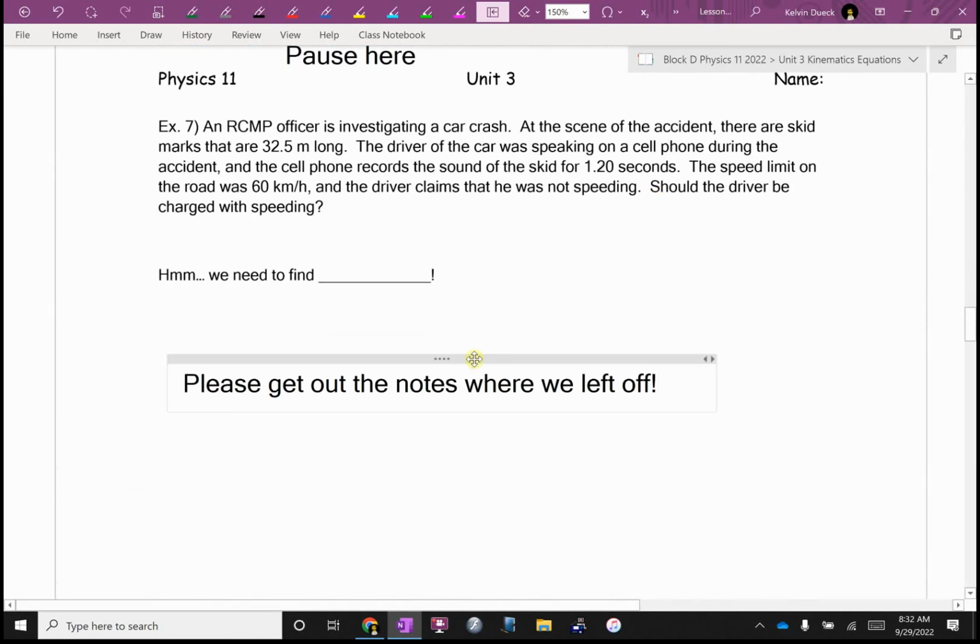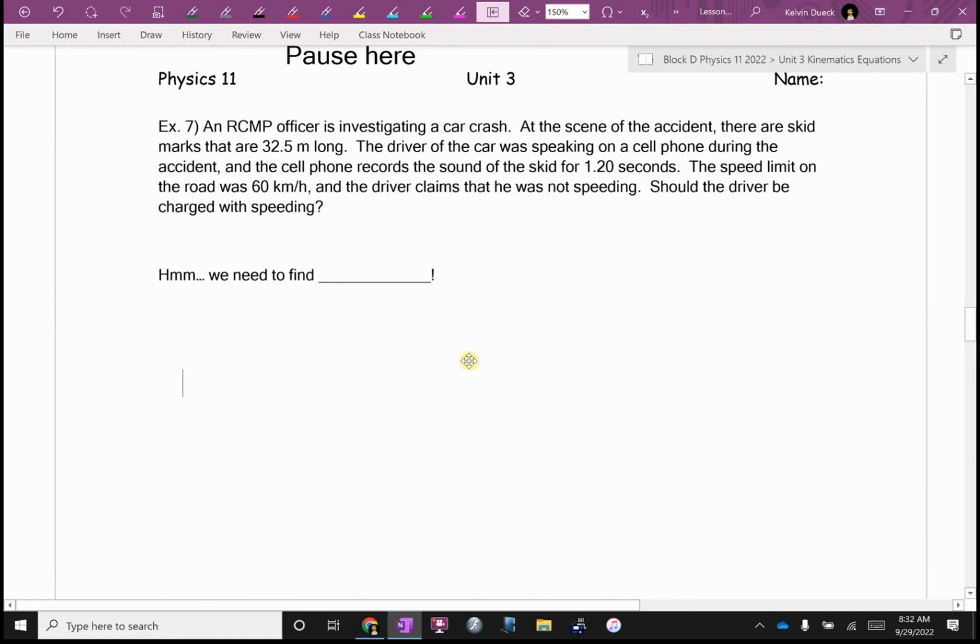And then example 7. Another application that says this: an RCMP officer is investigating a car crash. At the scene of the accident, there are skid marks that are 32.5 meters long. The driver of the car was speaking on a cell phone during the accident, and the cell phone happened to record the sound of the skid for 1.2 seconds. The speed limit on the road is 60 kilometers per hour, and the driver says he was not speeding. Should the driver be charged with speeding?